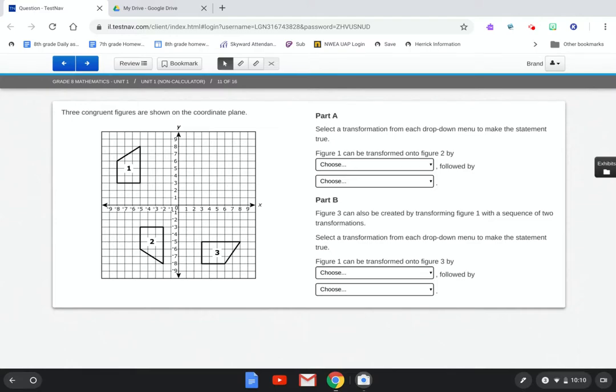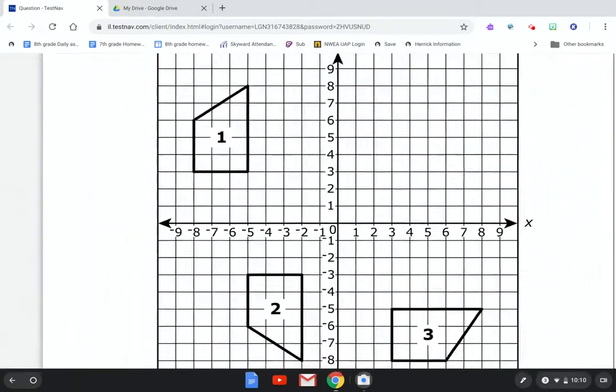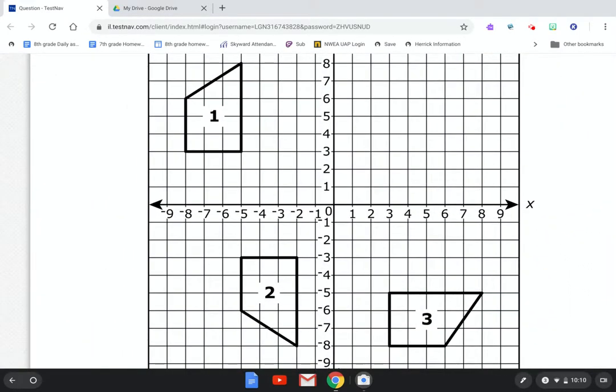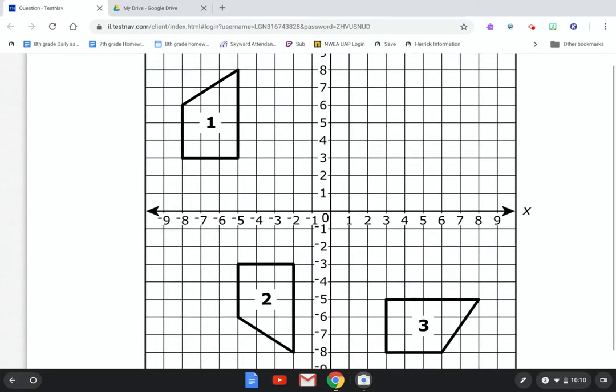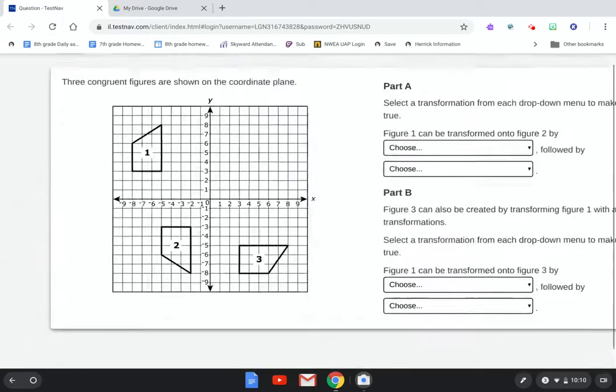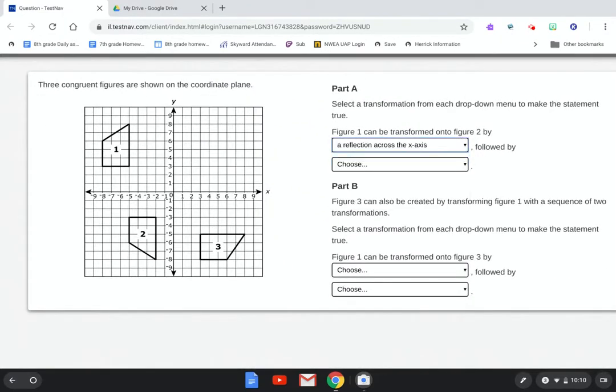When I look at figure 1 and 2, I say, hey, we can maybe flip it over the x-axis and slide it, is what I see. If I look at -5, +8, and flip it over the x-axis, we stay at -5, but then we go to -8, which is down here. And then we move that 3 units to the right. Let's see if that's a possibility. Flip it over, reflect on the x-axis, yep, and then move it 3 units right, and that figure will end up on itself. Perfect. So 1 will go onto 2.